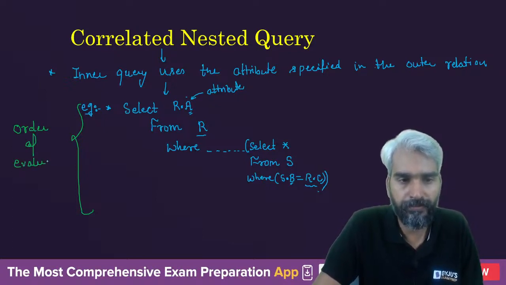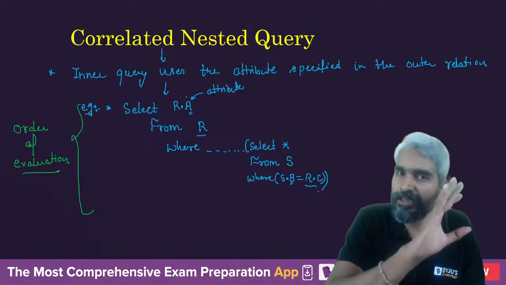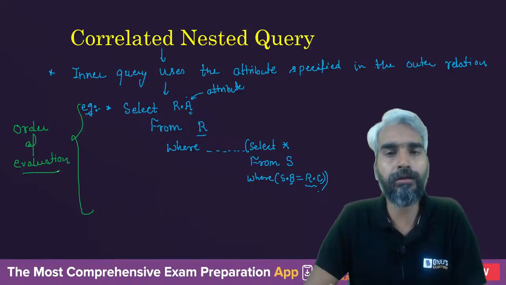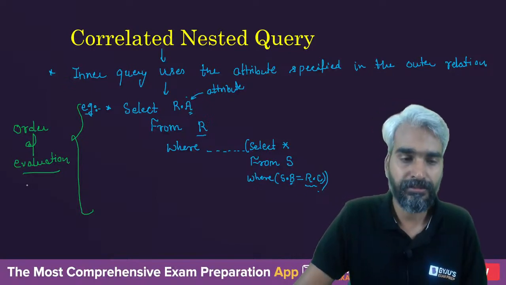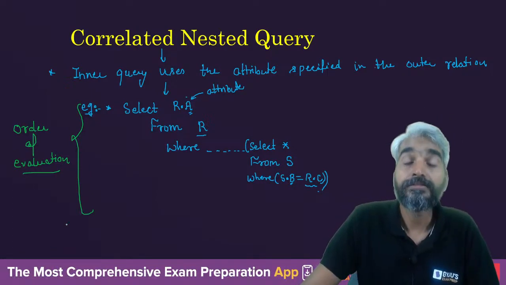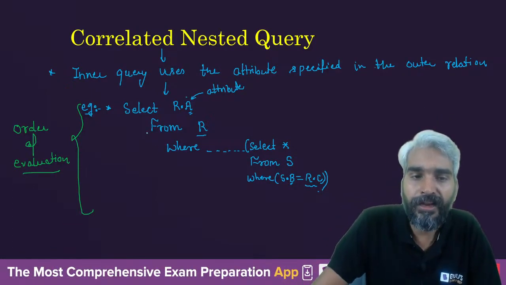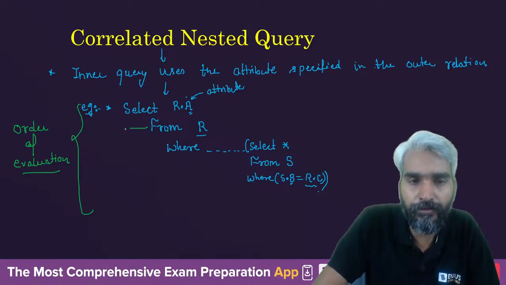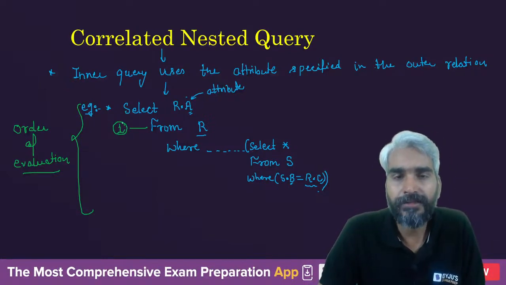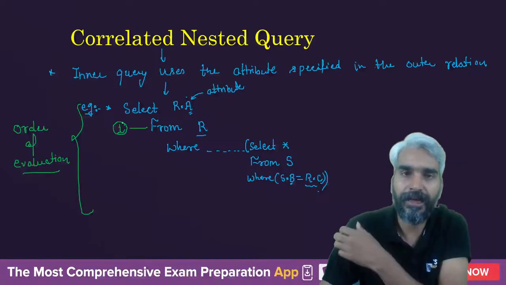Or order of evaluation. If you have understood this order, then you have understood the concept of correlated nested query. This is all what you need to understand. So let's try to realize what will be the order of evaluation. First of all, what will happen? The very first thing is, from relation R, first you will take a tuple from relation R.